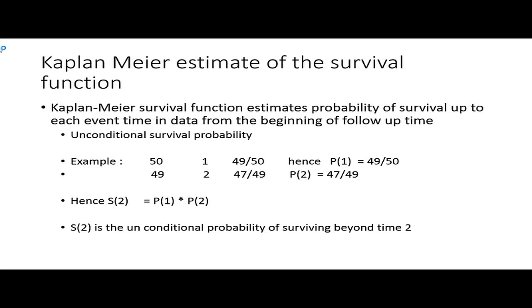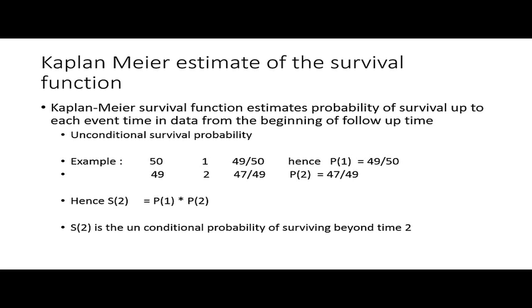To understand it better, let me give you an example. There are 50 patients. In the time 1 person died. So what's the probability that somebody is going to survive beyond time 1? It is 49 by 50. If you know the basic rules of probability, it's the number of surviving by total number of population. Okay, so 49 by 50 is the probability that you are going to survive beyond time 1.